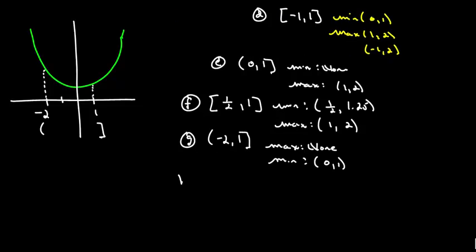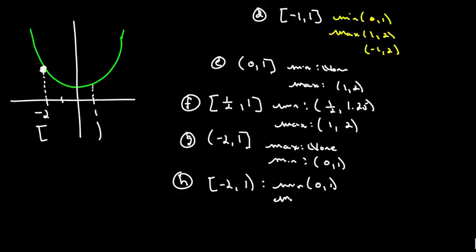And H. So including -2, not including 1 this time. Well, again, there's still a min, clearly at (0, 1). There's still a min because it's included on that interval. But now, we're including this, not including this. Since we're including this, we can get up to this point right here, which is our maximum. And so we do have a max for this one, which occurs at -2. When we plug -2 in, we get a height value of 5 out.